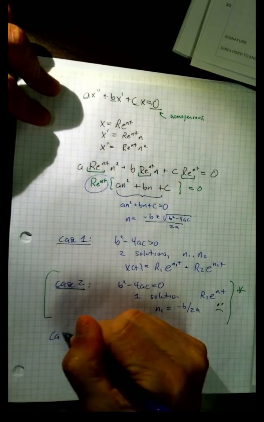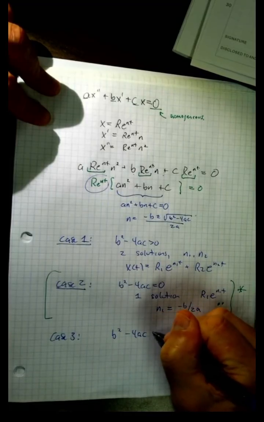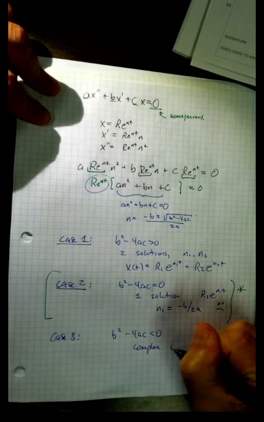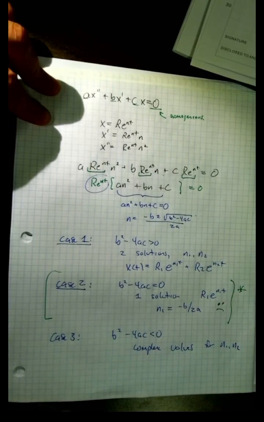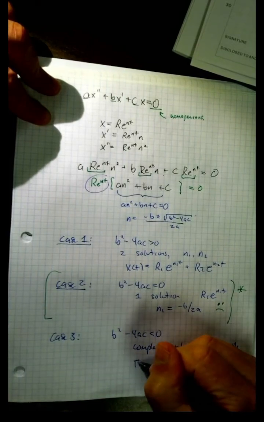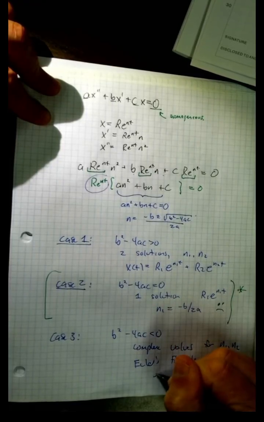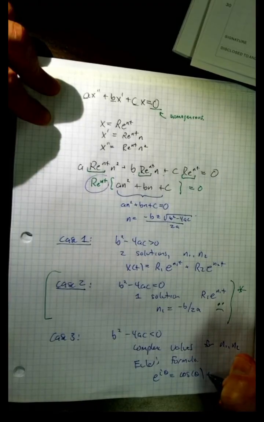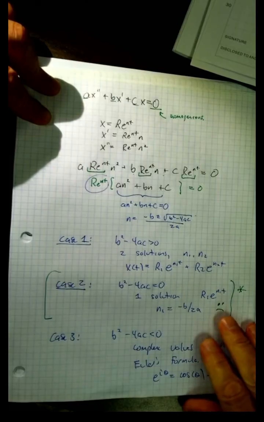But keep in mind, what we're going to do next is what happens when b squared minus 4ac is less than 0. When that happens, we're going to have complex values for n1 and n2, and we're going to have to figure out how to deal with this. And what we're going to do is we're going to use Euler's formula and take advantage of the idea that e to the i theta is cosine theta plus i sine of theta.